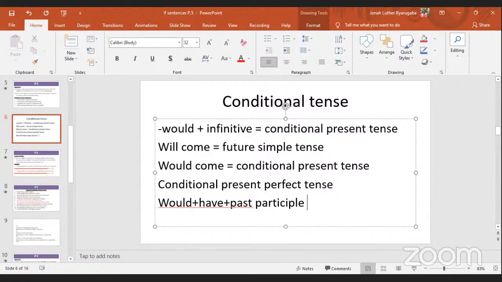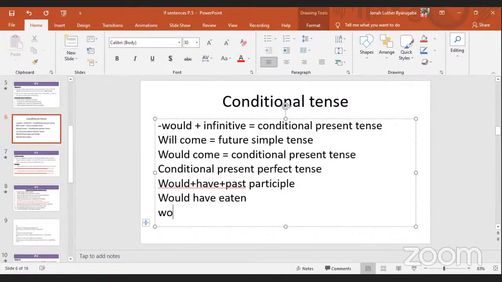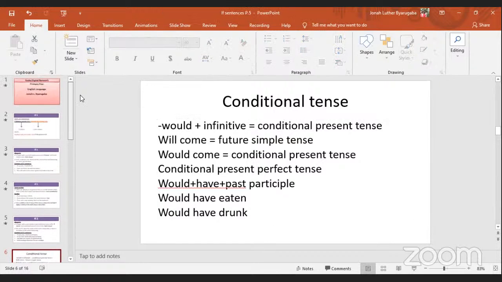When we talk about the past participle, these are words like eaten, drunk. We would say would have eaten, would have drunk. This is what we mean when we say express it in the conditional present perfect tense. Is that clear? Yes. So let's get to this question here.